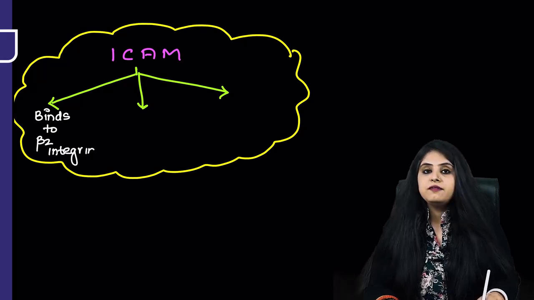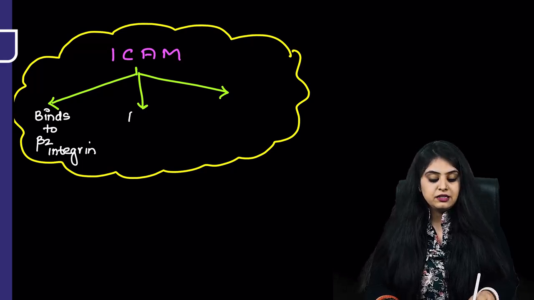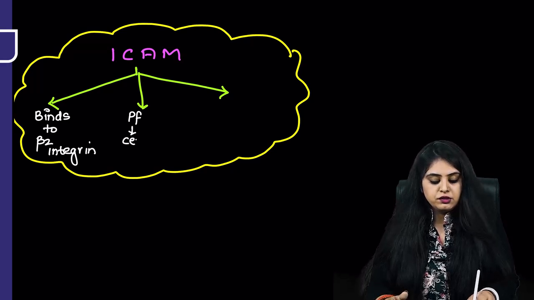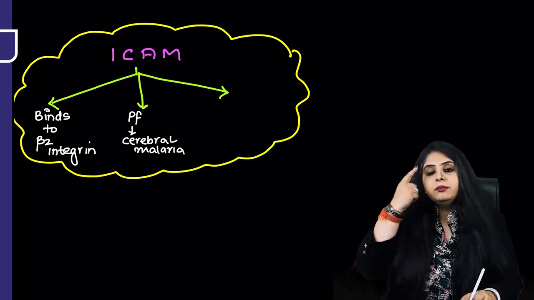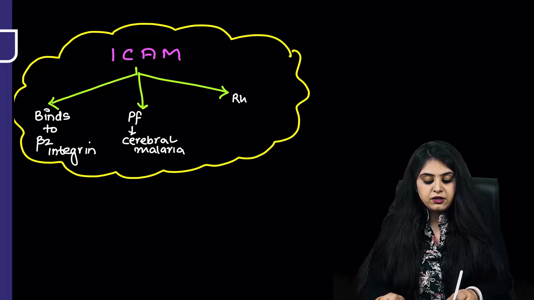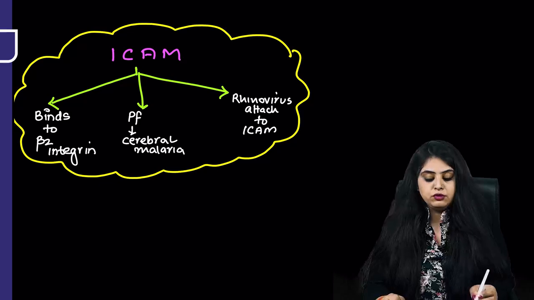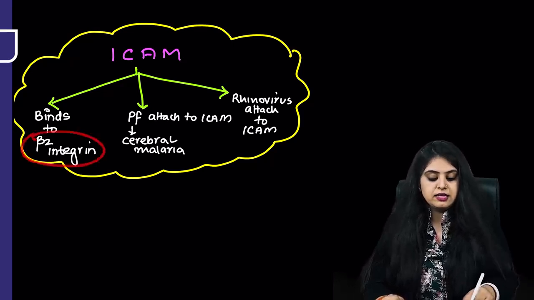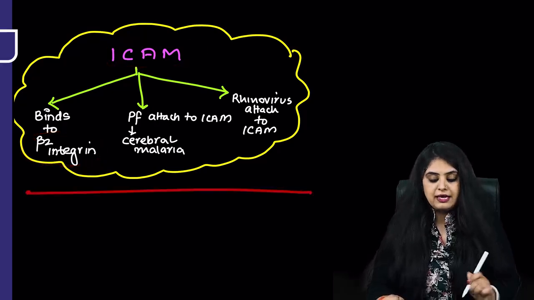In microbiology, where will we study? So if you ever wondered, there is a Plasmodium malaria called falciparum. Plasmodium falciparum, what does it cause? It causes cerebral malaria. So have you ever wondered, how does Plasmodium falciparum go in the brain? How does it attach in the brain? It attaches to ICAM1. Similarly, in virology, there is a virus called the rhinovirus. What does rhinovirus attach to? Rhinovirus also attaches to ICAM. So remember, Plasmodium falciparum is going to attach to ICAM. Rhinovirus is going to attach to ICAM, and this beta 2 integrin will attach to ICAM. These are all your ICAM questions.